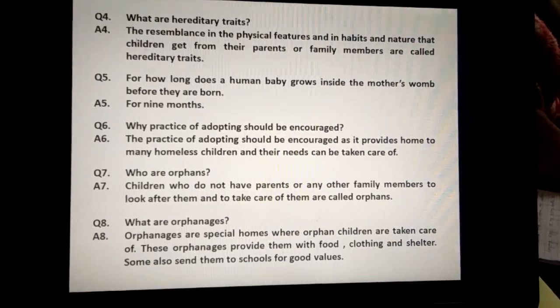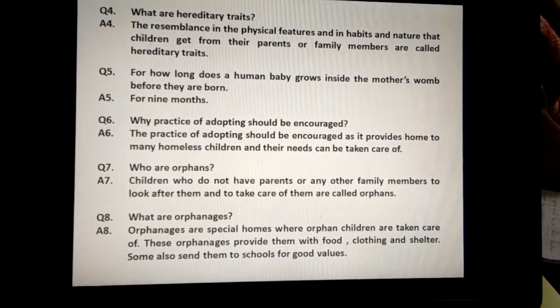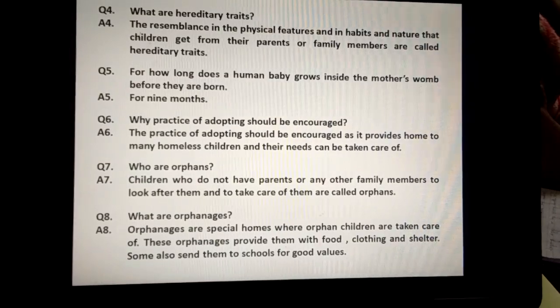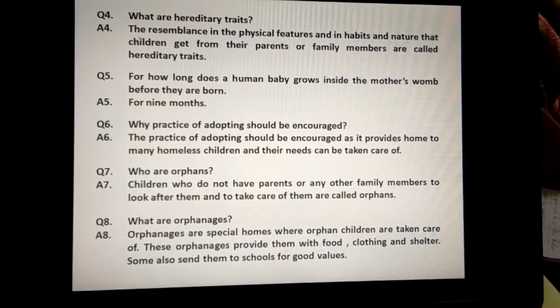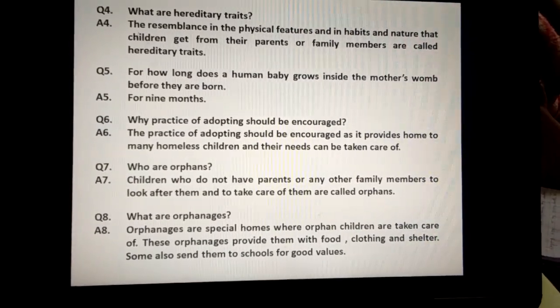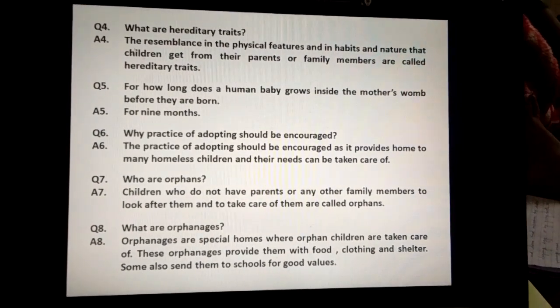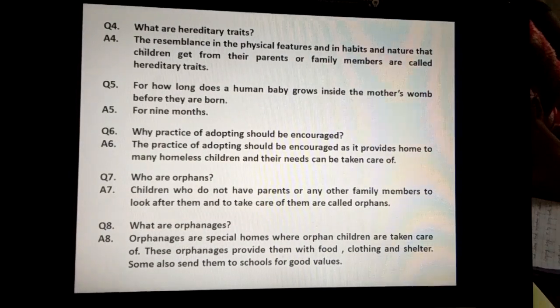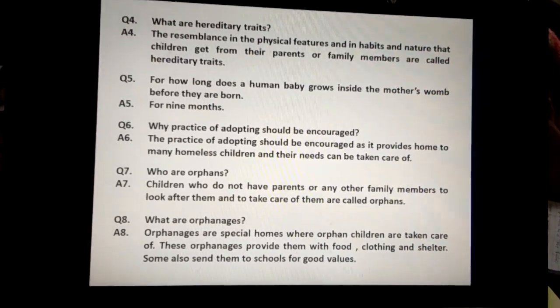Question 8. What are orphanages? Orphanages are special homes where orphan children are taken care of. These orphanages provide them with food, clothing, and shelter. Some also send them to school for good values.